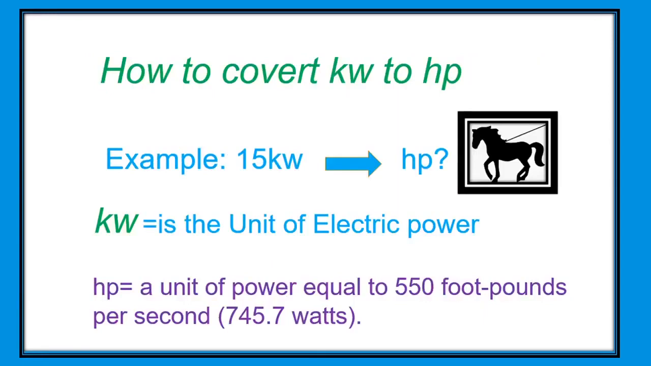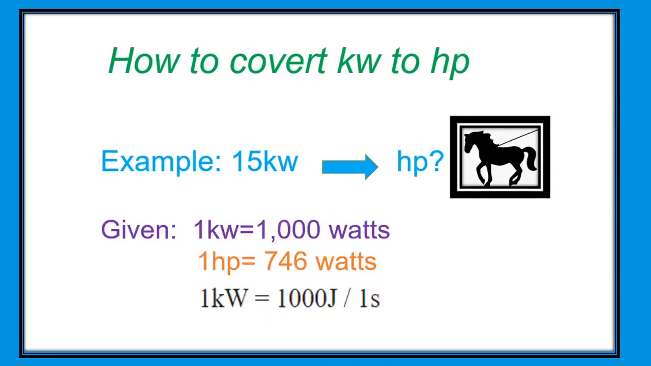Next, how to convert kilowatt to horsepower. Our example here is 15 kilowatt. Kilowatt is the unit of electric power. And horsepower is a unit of power equal to 550 foot-pounds per second or 745.7 watts. Given 1 horsepower equals 746 watts. 1 kilowatt equals 1,000 joules per second.